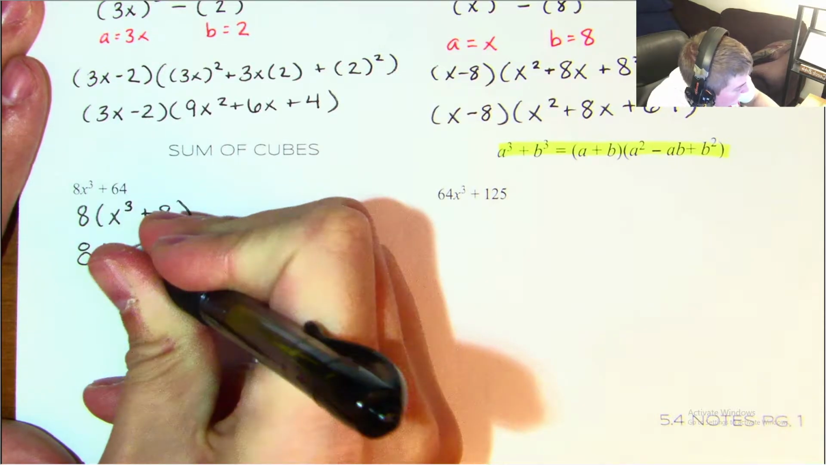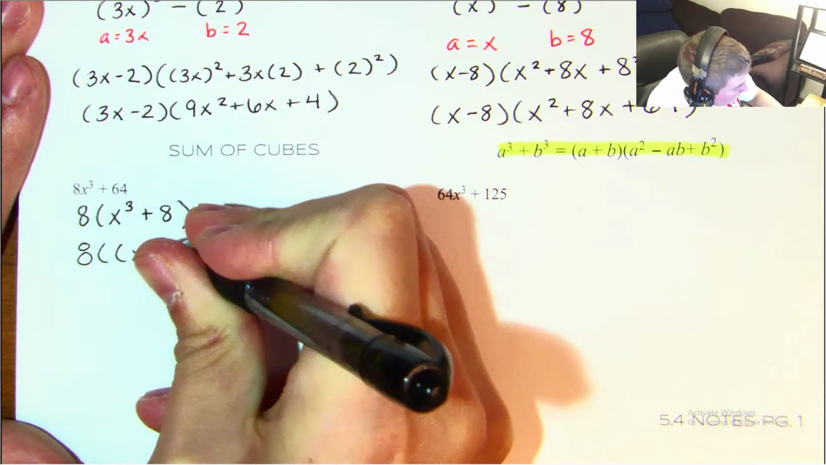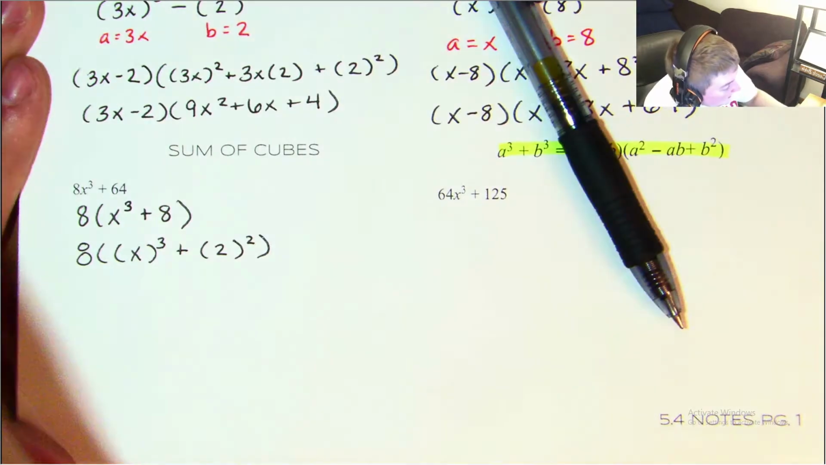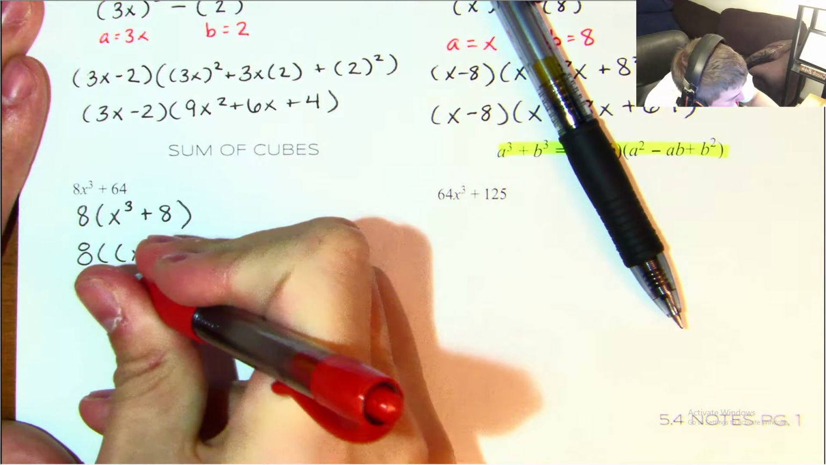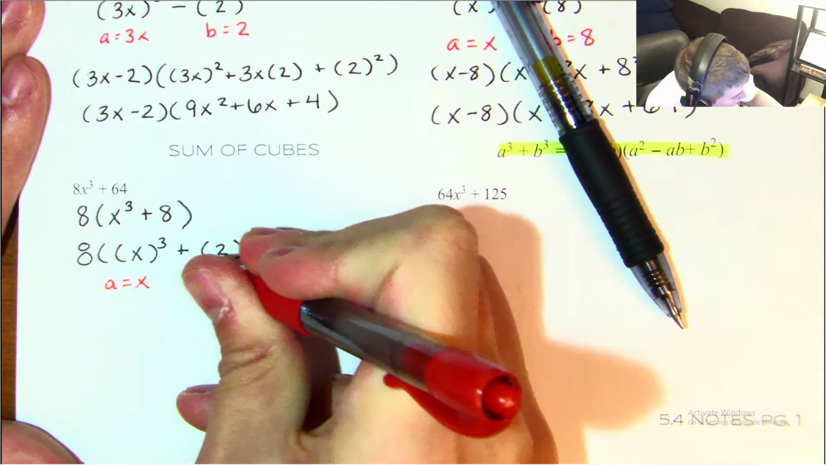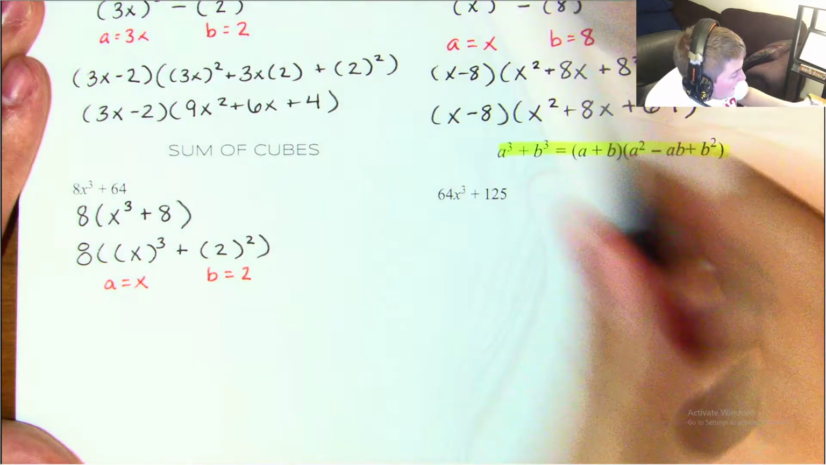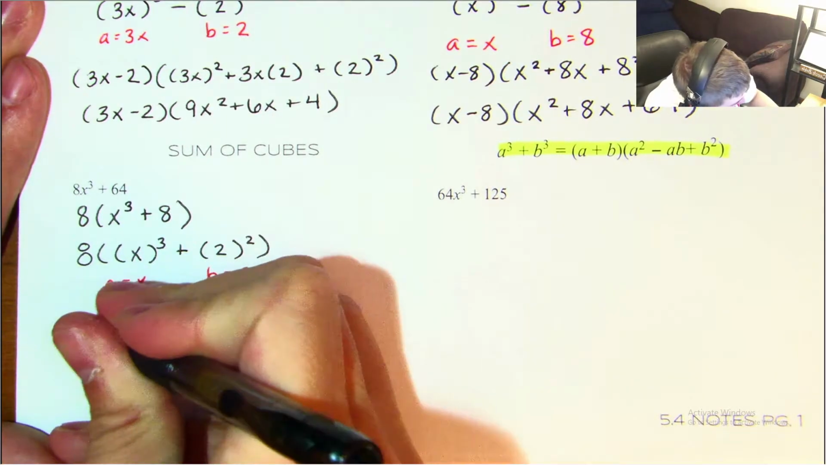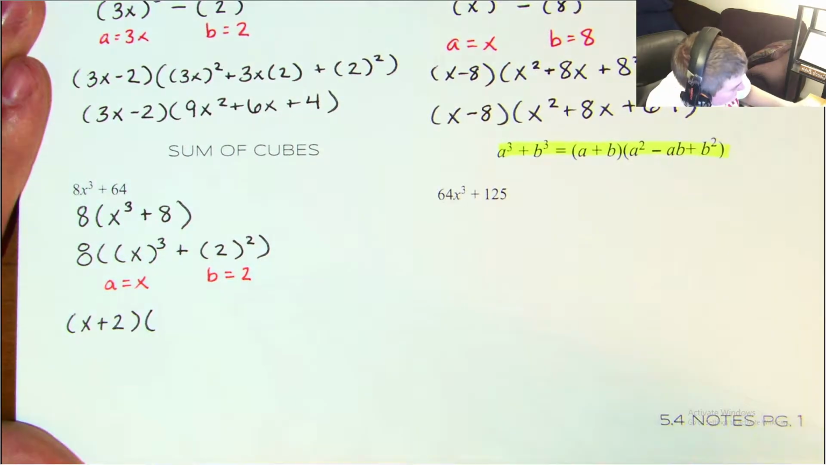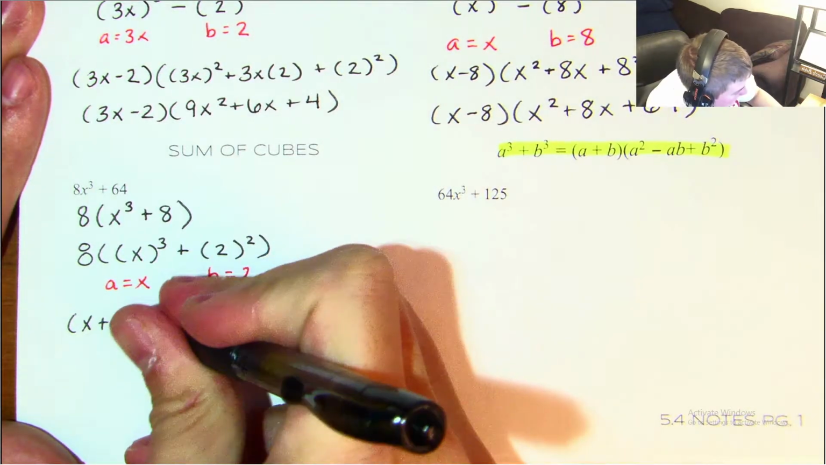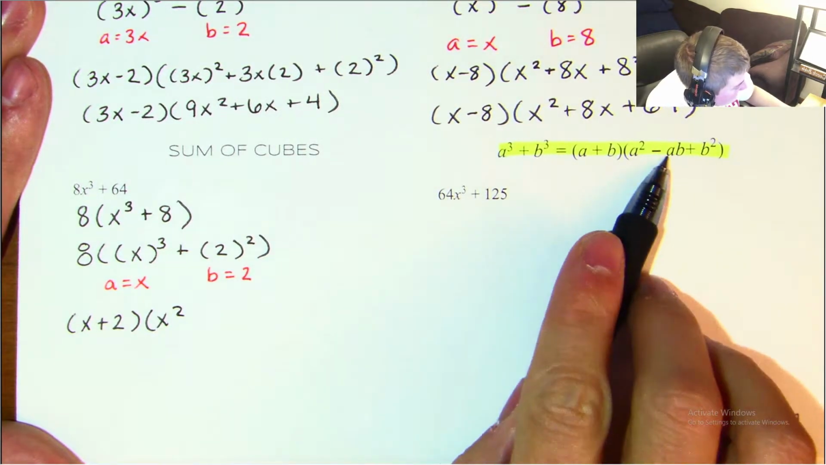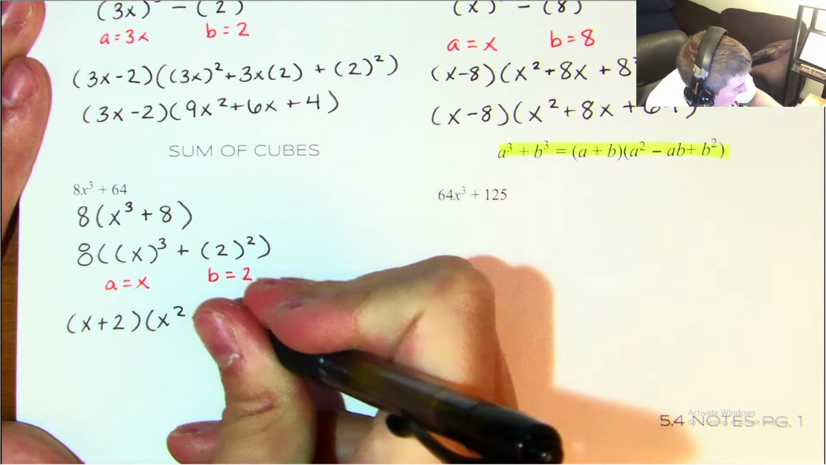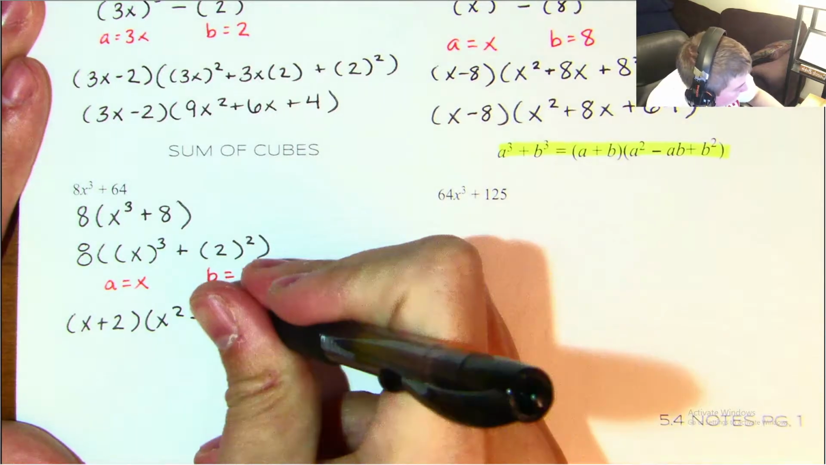The root of x cubed is x, and the root of 8 is 2. So that means I have an a value of x and a b value of 2. So I can follow this pattern: a plus b, so x plus 2, times a squared, so x squared, minus a times b, so minus 2x here, and then plus b squared.